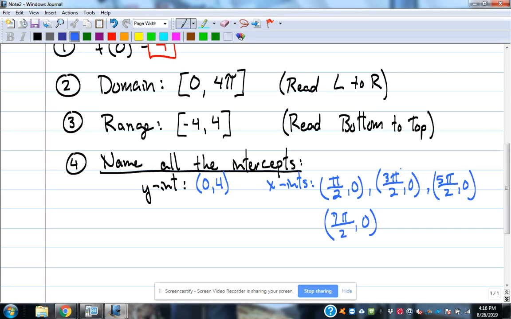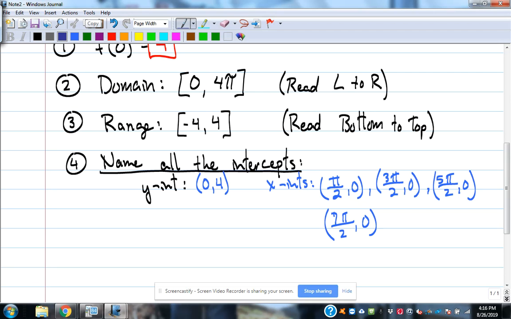We're looking for X and Y intercepts. It's okay if one doesn't have one or the other. Not every graph has X-intercepts. Not every graph has Y-intercepts. So when you're looking at problems for this, it's not always going to be that way.